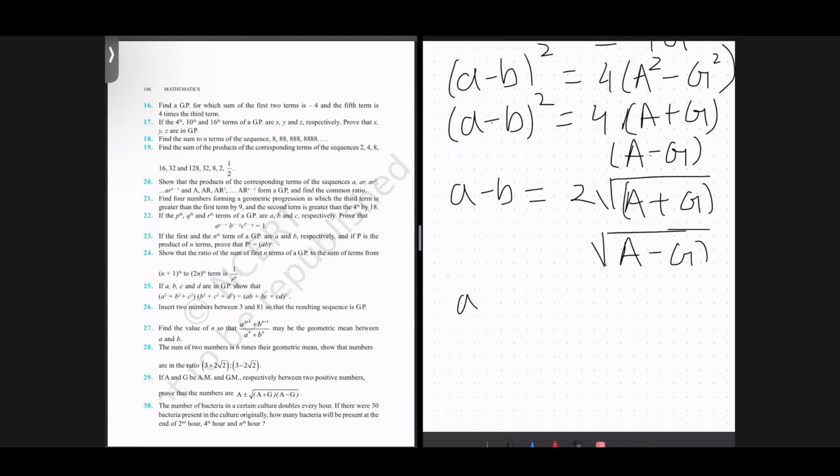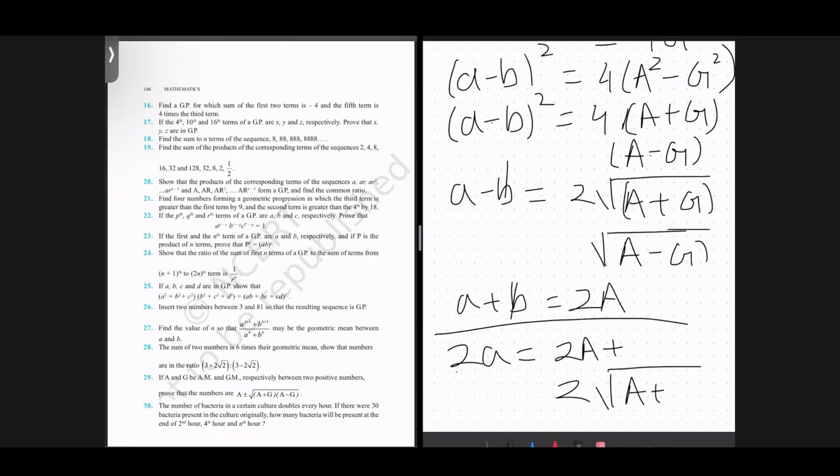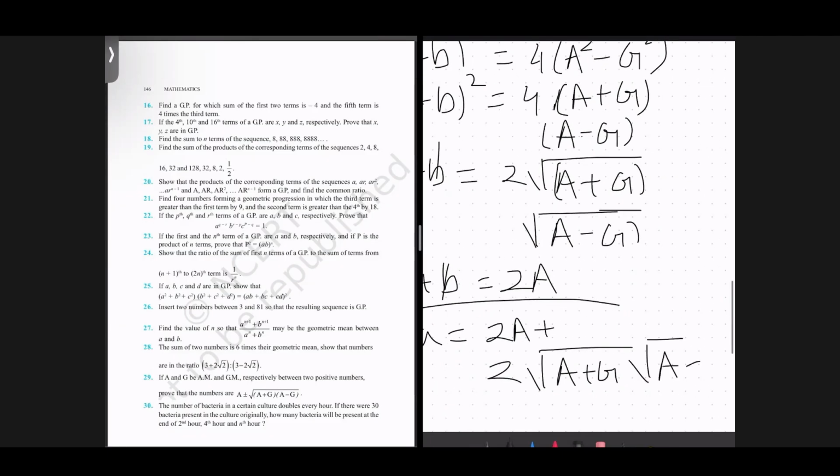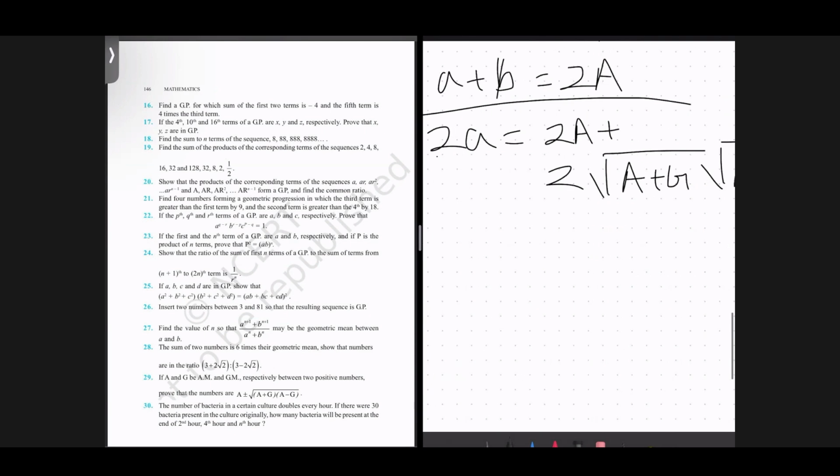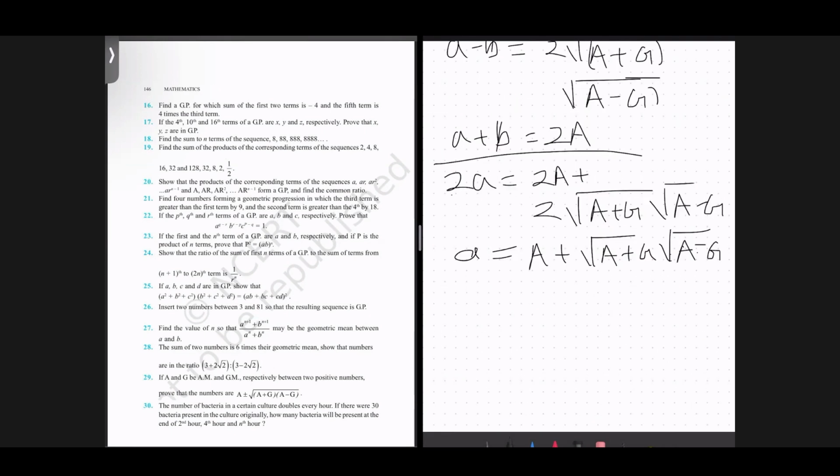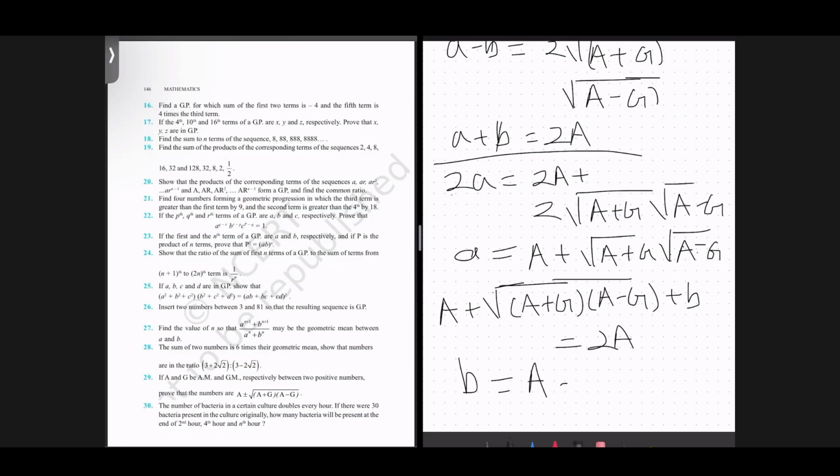And we have also found out that a plus b is nothing but 2A. Adding both these equations up, you get b and b gets cancelled. You get 2a equals 2A plus 2 times under root of (A + G) into (A − G). Now you can cancel. Now I have the value of a. You can plug this value into the first equation, a plus b equals 2A, and what you then get is A plus under root (A + G)(A − G) plus b equals 2A. Therefore, b equals A minus under root of (A + G) into (A − G).